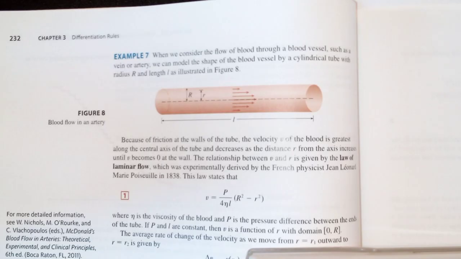4ηL. L is the length of the tube. η, eta, is the viscosity of the fluid. How sticky is your blood? If you are well hydrated, that will be a low number. If you are dehydrated, that will be a high number. Things like high cholesterol and plaque impact the viscosity of your blood. This is why people take things like low-dose aspirin and blood thinners to make the blood move smoother.